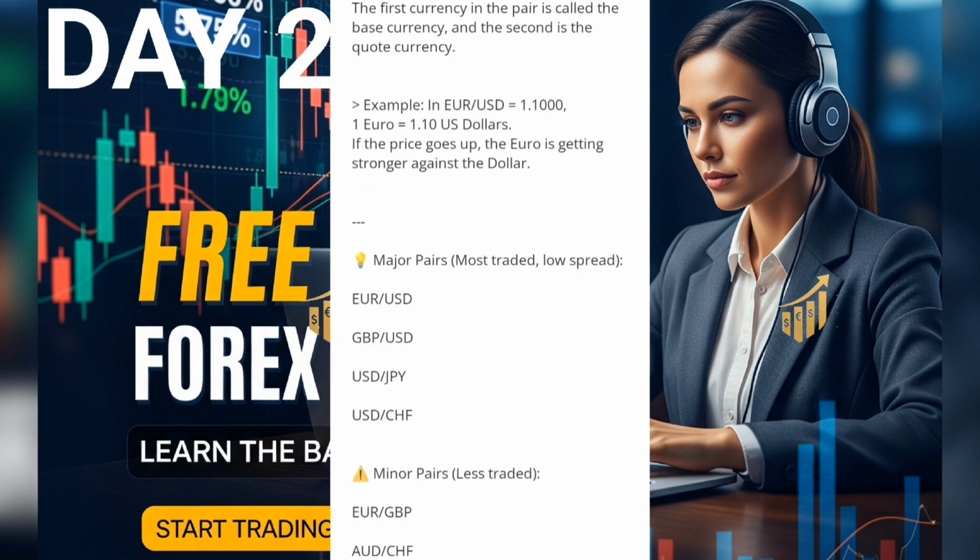Example, in euro to US dollar equals 1.1000, 1 euro equals 1.10 US dollars. If the price goes up, the euro is getting stronger against the dollar.